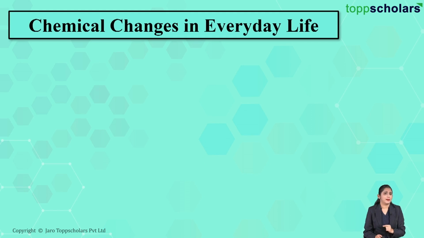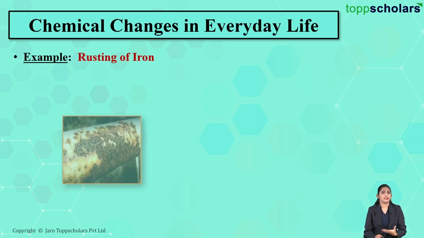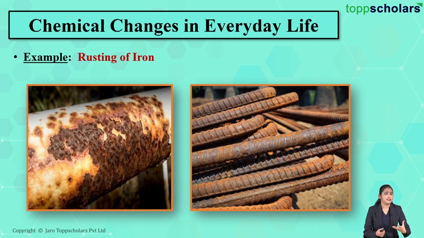Let's take one more example to understand this, right? For example, rusting of iron, friends. Now, what is rusting of iron? If you take some iron article and it is exposed to the atmosphere for a longer duration of time in the presence of moisture, this iron starts reacting with oxygen present in the air and results in the formation of a reddish-brown layer on its surface. This reddish-brown layer is nothing but rust, right? Which means that now your iron article has corroded, it has rusted.